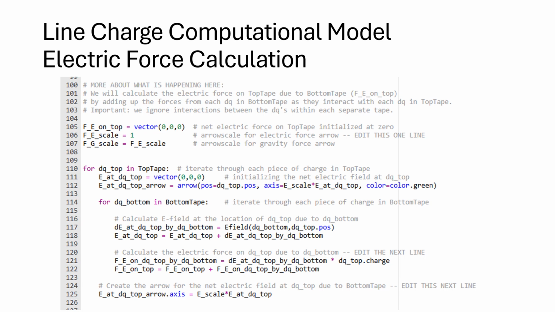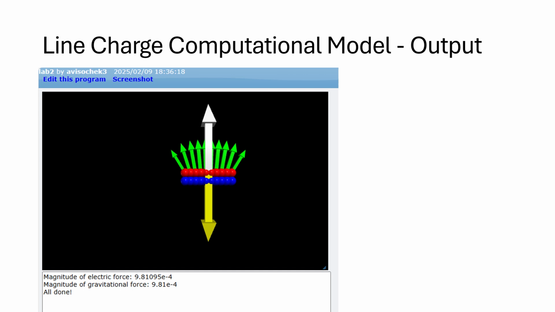Finally, the electric force is calculated by iterating over the charges along the bottom tape and the charges along the top tape, and summing up the electric force between each of those two charges. This is the output of the line charge computational model. The blue spheres represent the bottom tape, the red spheres represent the upper tape, the yellow arrow represents the gravitational force on the upper tape, the white arrow represents the net electric force on the upper tape, and the green arrows represent the electric force at different points along the upper tape.